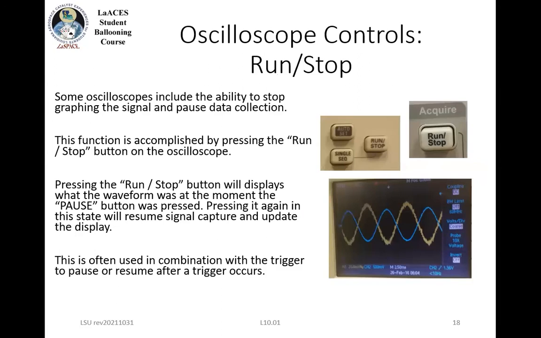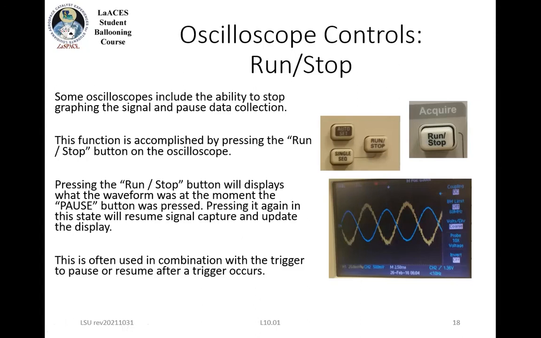So usually in conjunction with that, you're going to use what's called the run stop button. I can hit, for example, this single sequence. When the trigger happens, I'll get that particular trigger event, and then the display will freeze. I can then use the run button to resume recording. Or I can often just hit the run stop button to pause the display in the middle, and it'll just show what is currently displayed.